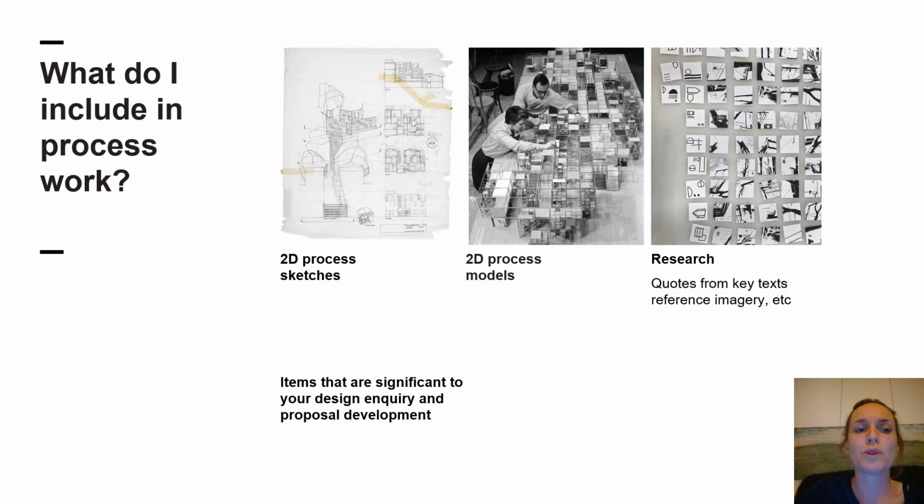So what do I include in my process work? As I mentioned before, process work could be 2D sketches that you've done maybe in class, at home, maybe you read a text and you quickly jotted down an idea in visual form or in textual form. It could be 2D process models, so it might have meant that you started to make a model and it explored one idea, but it didn't quite work, so you tried something else and that became your final model.